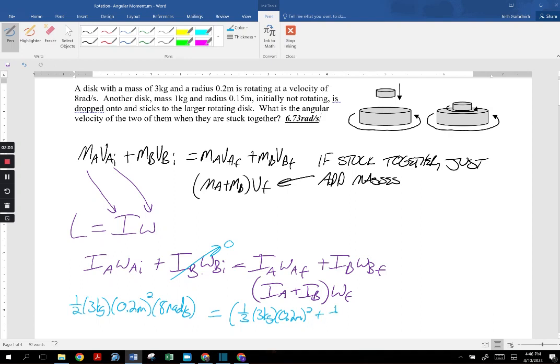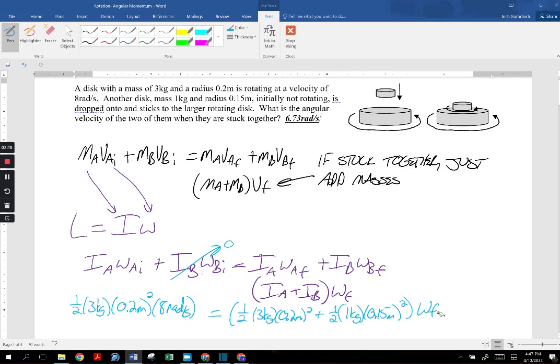Plus, does that say 1/3? Wow, this is a video of a lot of mistakes. It's 1/2, and then the other mass is 1 kilogram with a radius of 0.15. Picture not drawn to scale.